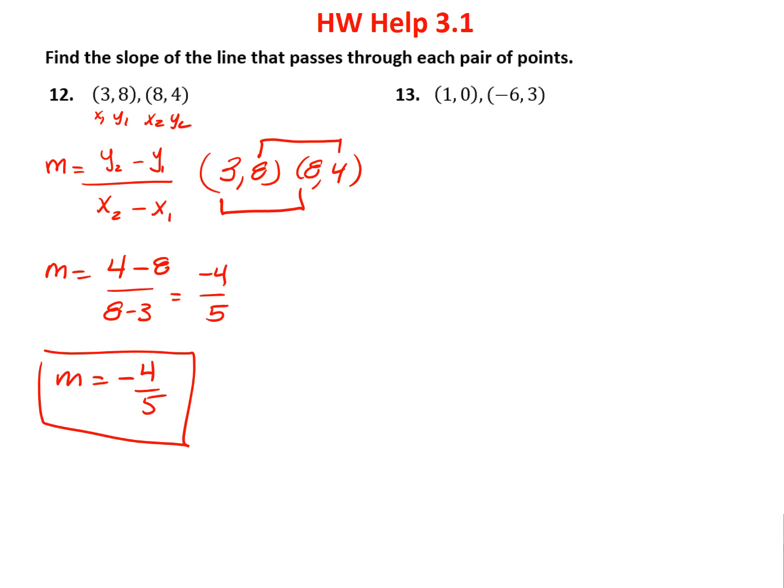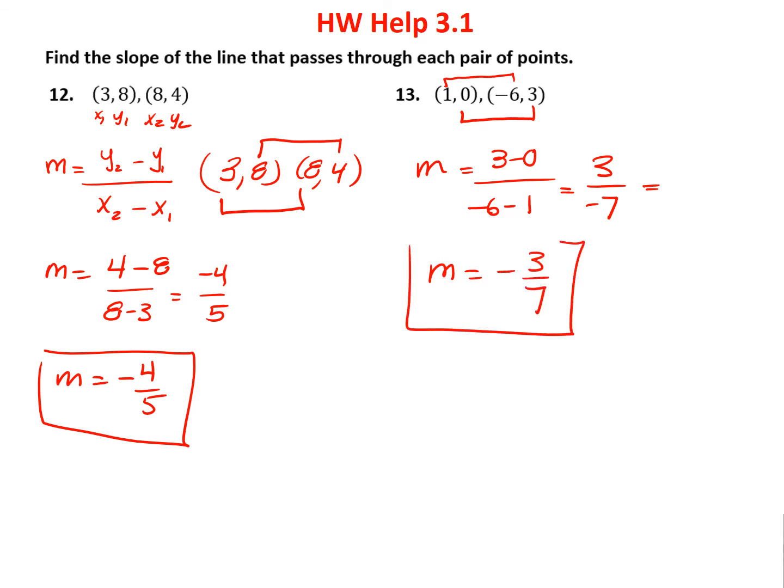For the next problem here, again, y2 minus y1, so I have 3 minus 0. 3 minus 0 is my y, and my x is going to be minus 6 minus 1. So this is 3 over negative 7. So the answer is m equals negative 3/7. So for every 7 this way, it goes down 3. That's what that means. Here it means for every 5 this way, it goes down 4. That's what your slope is meaning, going over 7 and going down 3.